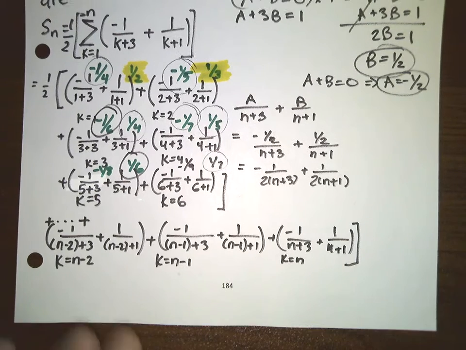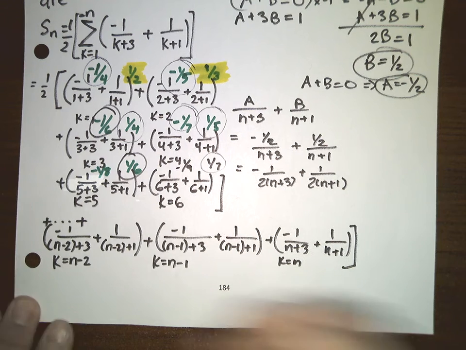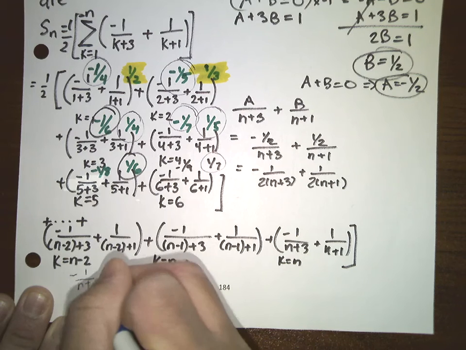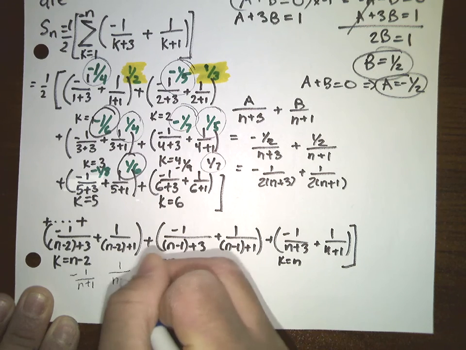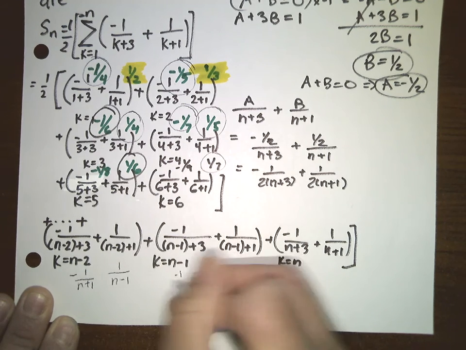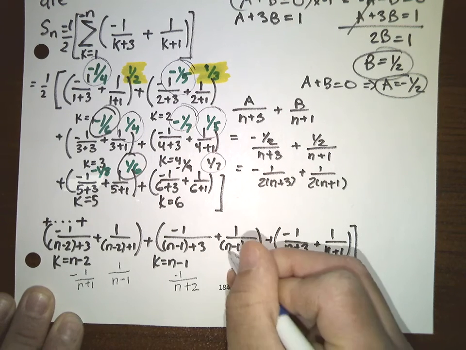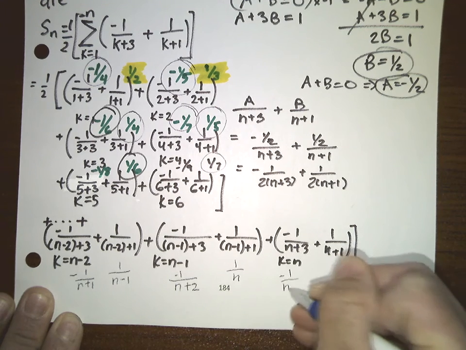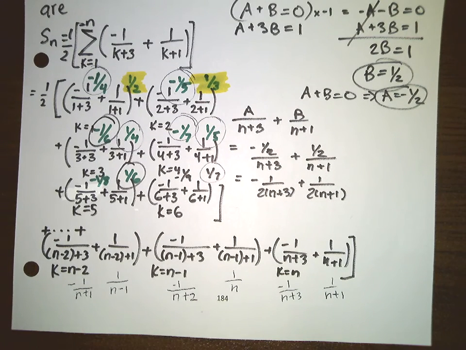And then this right here is actually negative 1 over n minus 2 plus 3, which is n plus 1. Then 1 over n minus 2 plus 1 is 1 over n minus 1. And then -1 over n minus 1 plus 3 is -1 over n plus 2. And then 1 over n minus 1 plus 1 is 1 over n. And then we have -1 over n plus 3 and 1 over n plus 1. But you can see what terms hopefully will go ahead and cancel out here.